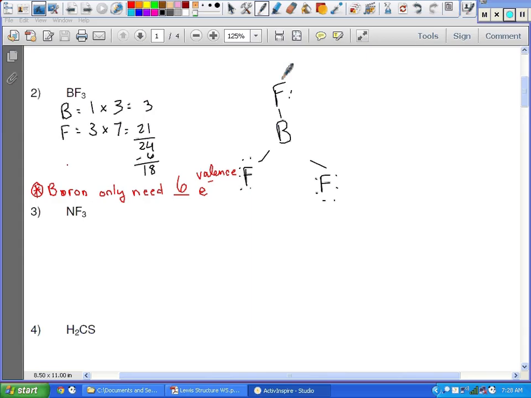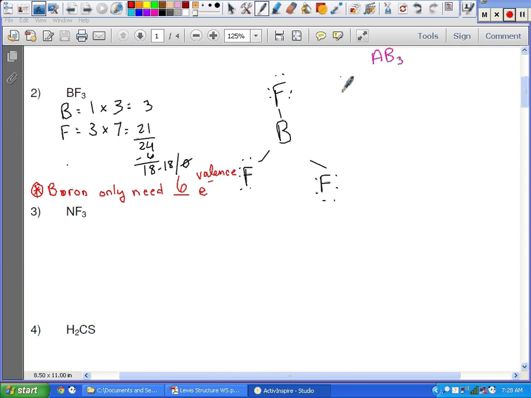All right, and this is proof that boron only needs 6 electrons. You have to remember that boron only needs 6 electrons. Otherwise, you're not going to be able to figure this one out. All right, so let's talk about the model. There are 3 things bonded to that central atom, so it's AB3. There are no E's there. So that model fits this shape.